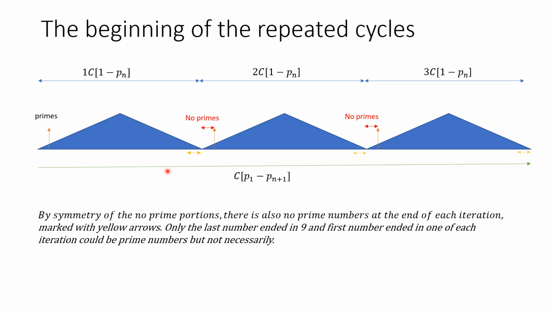So when we merge cycles and we get bigger cycles, at the end and beginning of the iterations of the new cycles, we're going to get a bigger and bigger section without prime numbers.